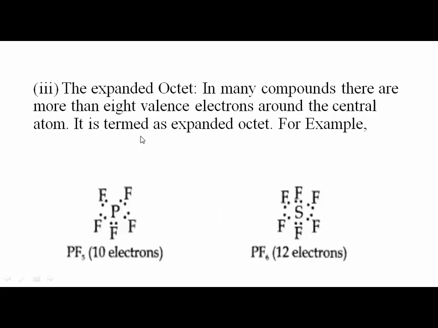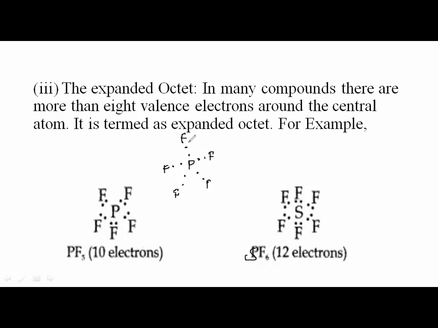Expanded octet. If you take some molecules like phosphorus pentafluoride, phosphorus hexafluoride, or sulfur hexafluoride, this is S, so it is sulfur hexafluoride. Phosphorus, which comes below nitrogen, is having 5 electrons. All 5 electrons are involved in sharing with 1 electron of each fluorine. When the fluorine atom shares 1 electron, all the fluorine atoms will complete their octet.